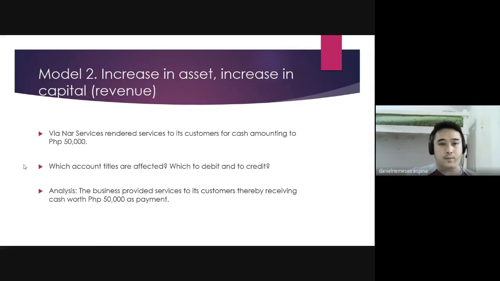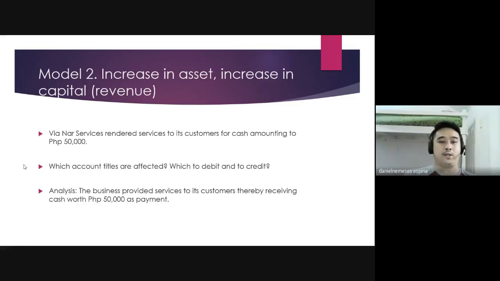So the transaction: NAR Services rendered services to its customers for cash amounting to 50,000 pesos. What is another term for rendered? Okay, rendered means performed, or you have already performed services for your customers. For example, if it's a laundry business, you have finished washing the customers' clothes. Meaning you now have the right to collect.